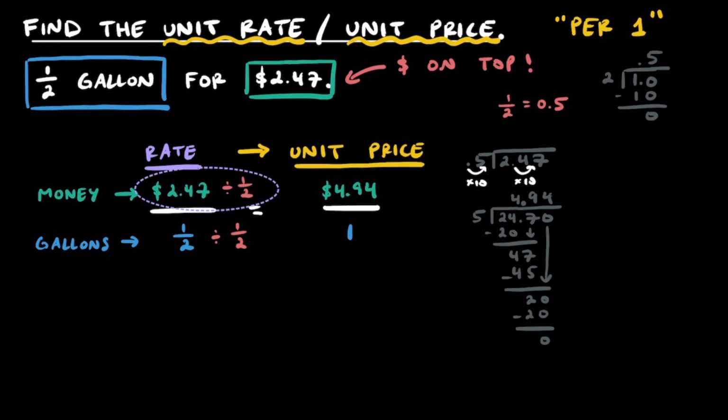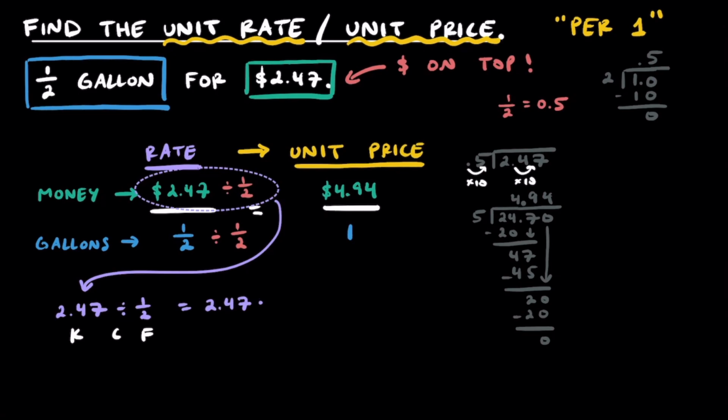Now, if you found that method a little bit time-consuming, here's another, more big-brain way to solve this problem. If you remember that $2.47 divided by 1/2, you can rewrite using keep, change, flip into a multiplication problem. We can say that this is $2.47 times the reciprocal of 1/2, which is really just 2. When multiplying 2.47 by 2, we actually just get 4.94.